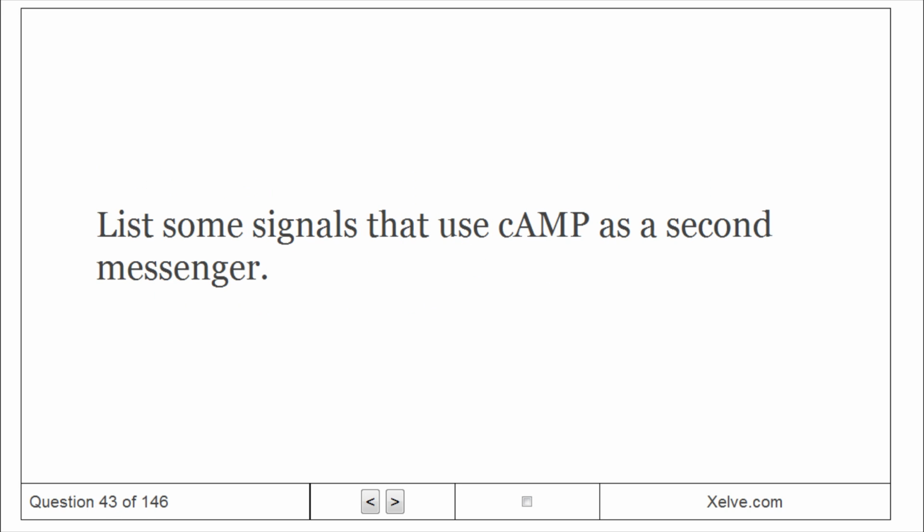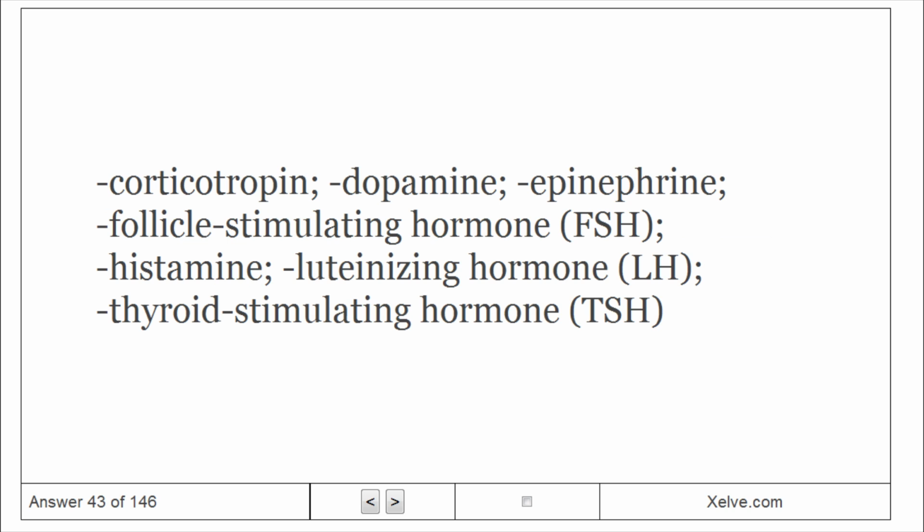List some signals that use cAMP as a second messenger. Corticotropin, dopamine, epinephrine, follicle-stimulating hormone FSH, histamine, luteinizing hormone LH, thyroid-stimulating hormone.